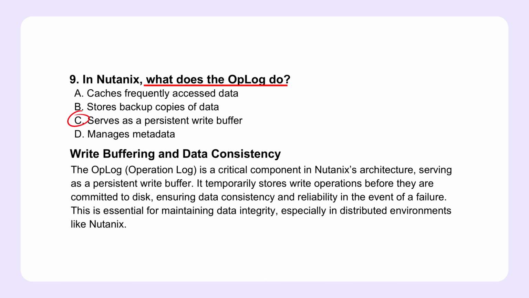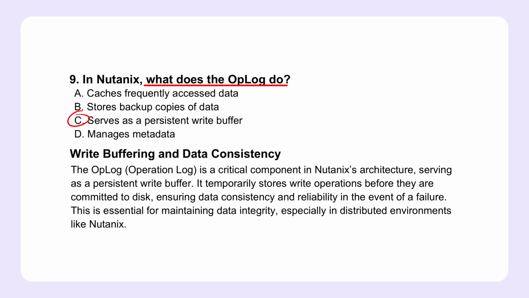What does that mean exactly? Why have this buffer? So when a VM writes data, getting that write acknowledged back quickly is really important for performance, but you also need to make sure the data is safe, right? That it's not lost if a node crashes immediately after the write. Okay, speed versus safety. Kind of. The OpLog is designed to give you both.